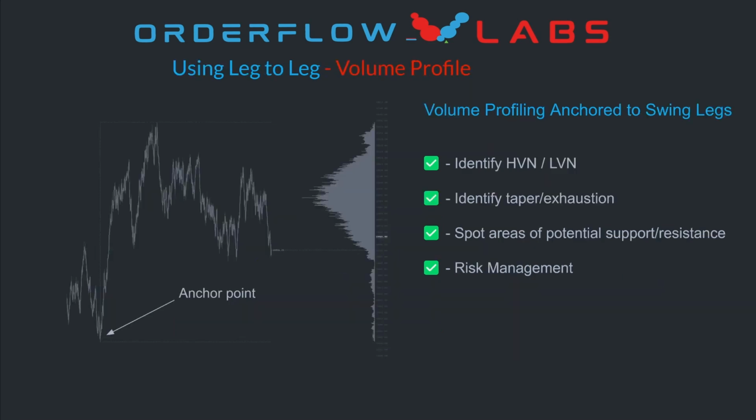Leg to leg using volume profile. So this is more of a traditional sense of leg to leg. This is something that Job introduced, his idea maybe a couple of years ago, and it's just taking a volume profile, identifying a swing point in the market, and then drawing that volume profile from that swing point. This helps you spot HVNs, LVNs, see taper and exhaustion. You can see potential areas of support and resistance, and it helps with risk management as you're managing a trade in a leg in a current move.